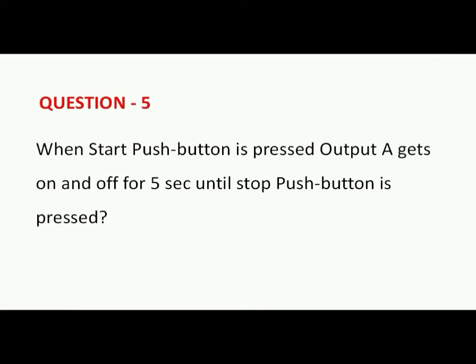When the start push button is pressed, output A gets on and off for 5 seconds until the stop push button is pressed. First, let's understand what the question is asking. There is an output A that gets on for 5 seconds and off for 5 seconds, getting on and off alternately till the stop push button is pressed. It means output A gets on for 5 seconds, then gets off for 5 seconds, again gets on for 5 seconds, again gets off for 5 seconds. This cycle goes on and on until the stop push button is pressed.